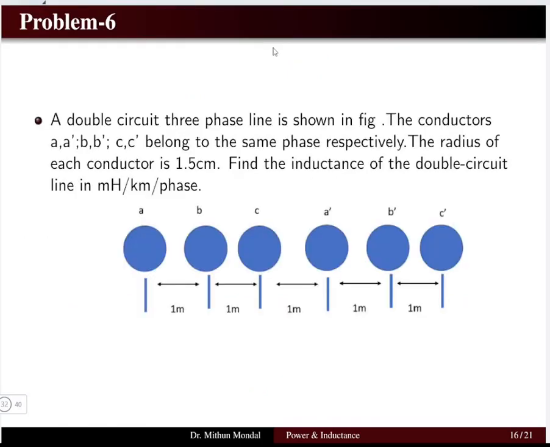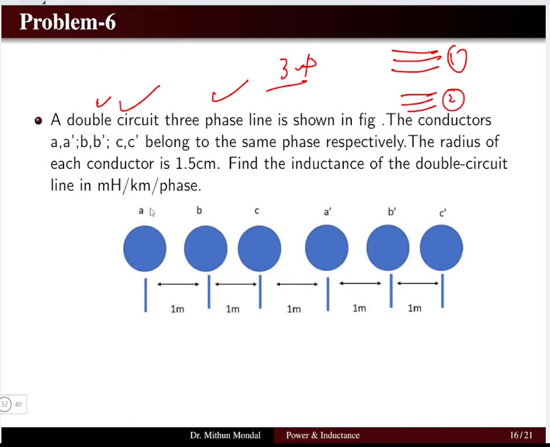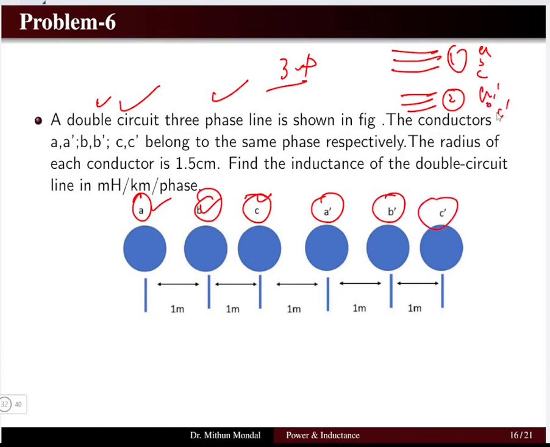Now the sixth problem: we have a double circuit 3-phase line. So we have 3-phase and a double circuit. Double circuit means that a 3-phase line is here and another 3-phase line is here. This is a single circuit, and this is the double circuit. So we have A, B and C, the individual phases of the conductor, and then we have A dash, B dash and C dash.